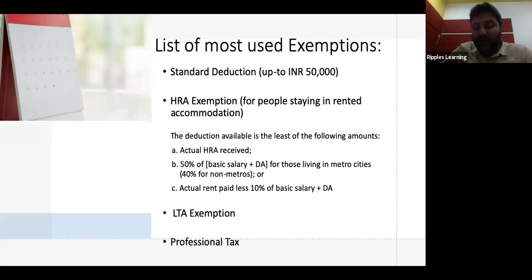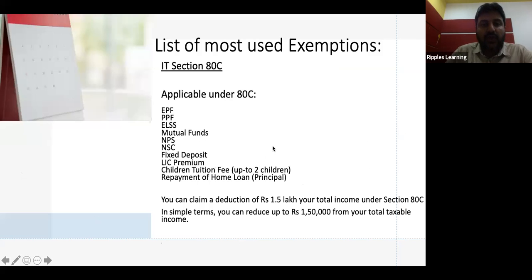But apart from that, what we are talking about is that exemptions get missed. Exemptions are not considered in the new tax regime. They are considered in the old tax regime. Now we are trying to understand the most used exemptions as of now. The most used exemptions are standard deduction, HRA exemption, LTA exemption, professional tax, and apart from that, you also have IT section 80C. Under IT section 80C, you have various things like EPF, PPF, ELSS. ELSS is equity linked savings scheme.